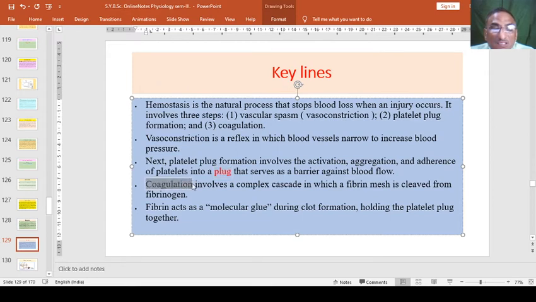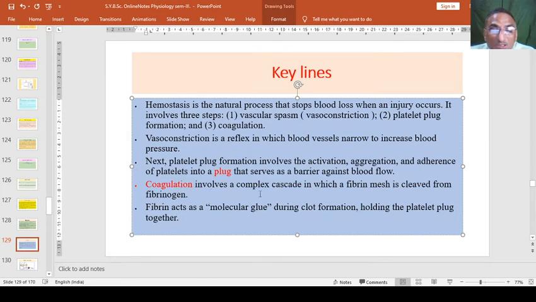Coagulation is the process in which the blood becomes strong, or its molecules come together and form a plug to prevent the excess flow of blood from the wound. The method is called coagulation.